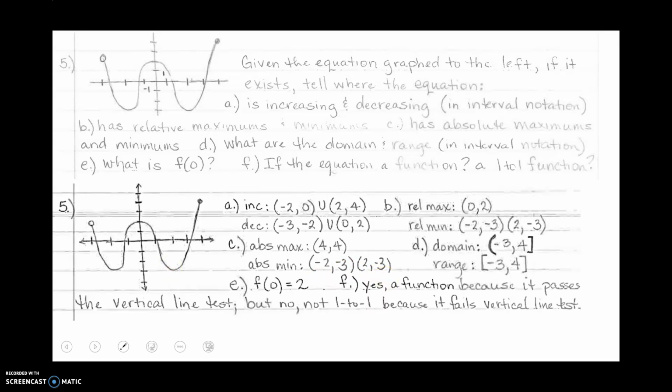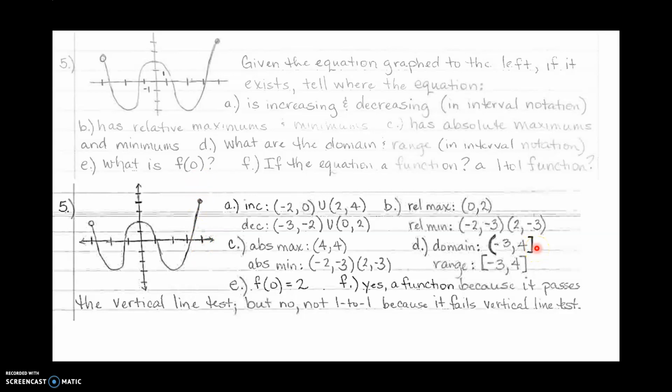All right, then for D, we want the domain. Domain is your x values. So I'm going to start over here on the left, and the very first x value that I come to is -3. Now, because that's an open dot right there, I'm going to use a parenthesis with my -3. And then I'm going to keep going. The very last x value that I have is right here. That's at +4, and there's a closed dot there, so I'm going to use a bracket there.